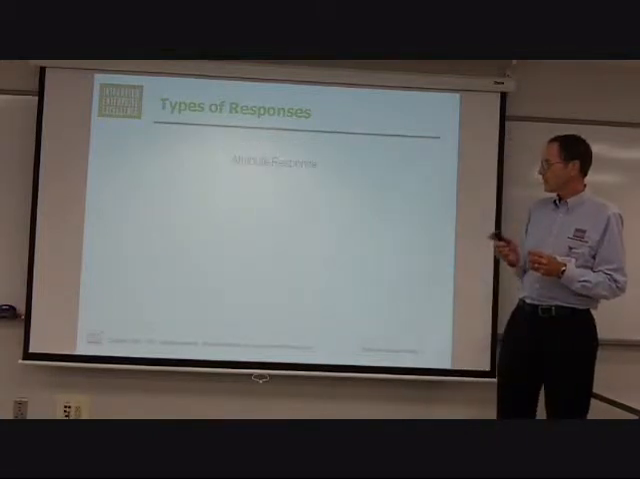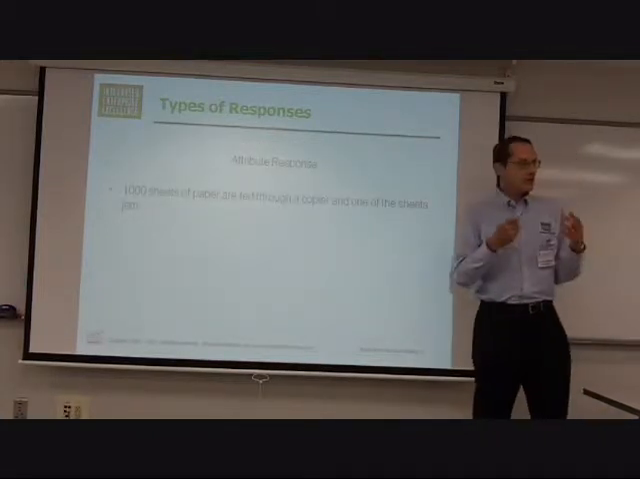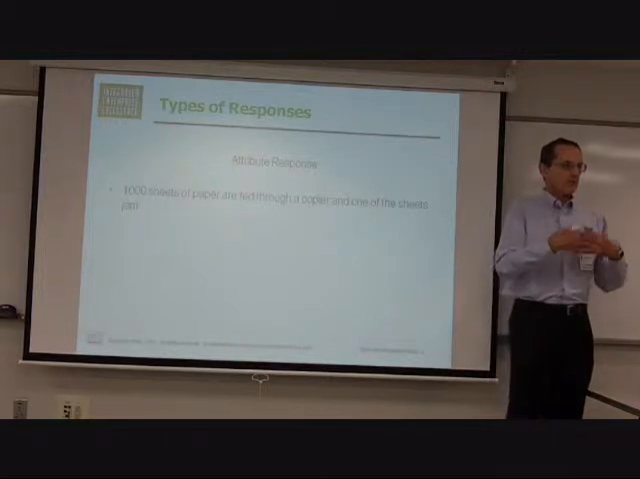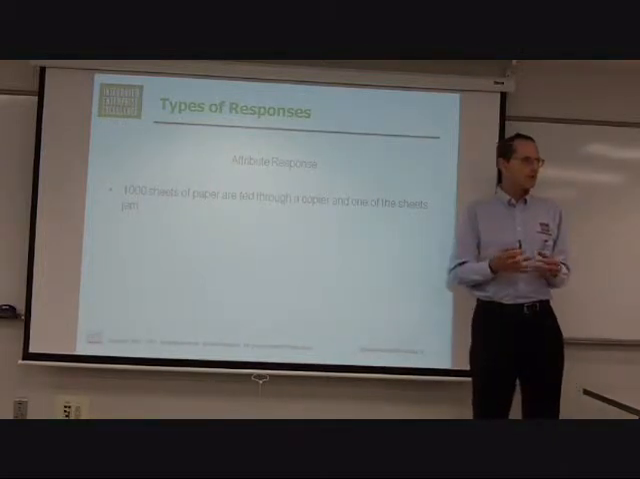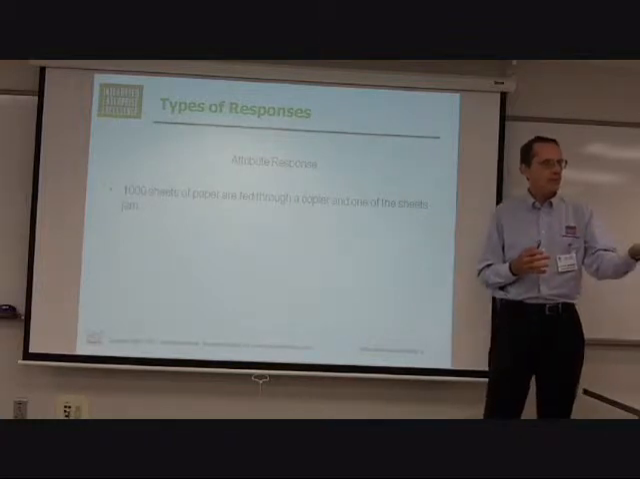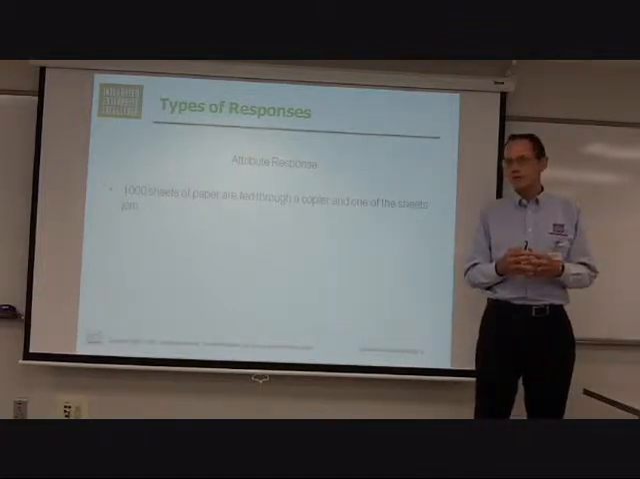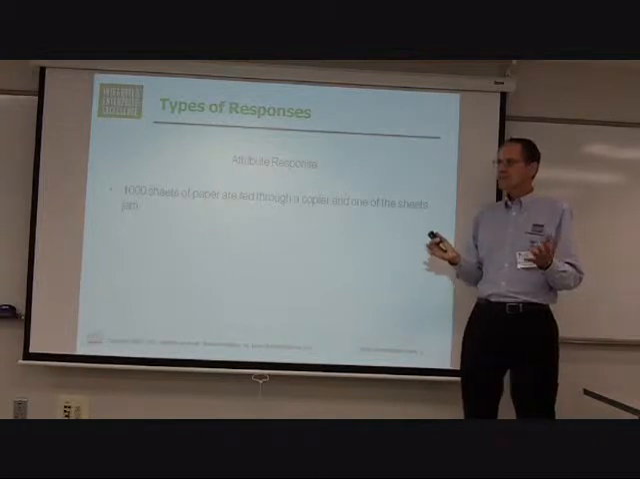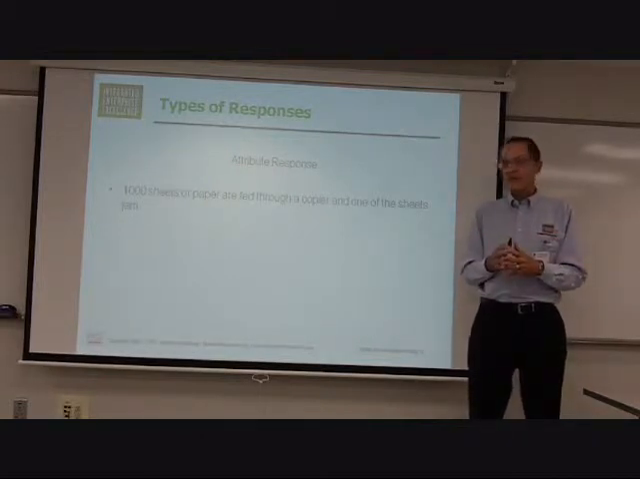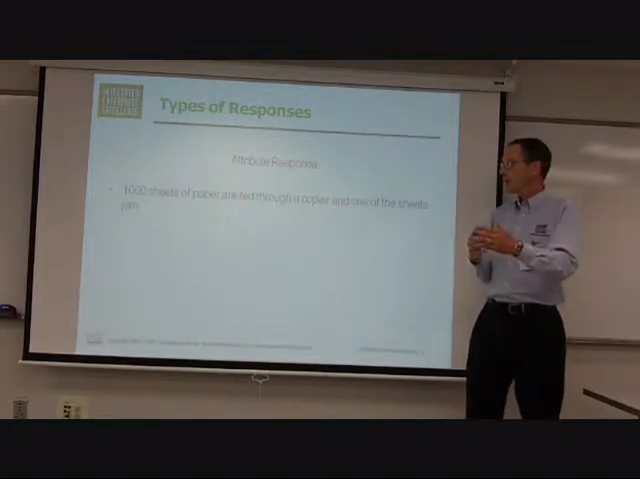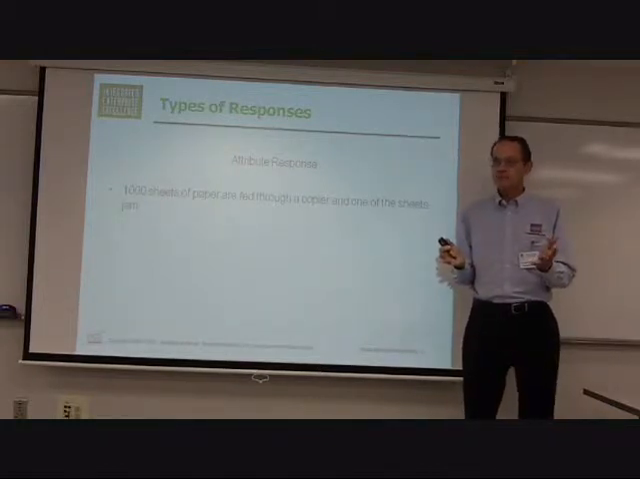Now, an attribute response would be, for example, if you were loading 1,000 sheets of paper into a device and you looked at what percentage of them failed. So you put a sheet of paper through it, it either passed or failed. Or you went in and tested something and it either passes or fails. There's no ifs, ands, or buts about it, but sometimes it works, sometimes it doesn't work.